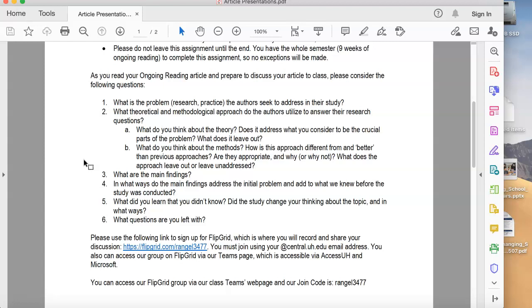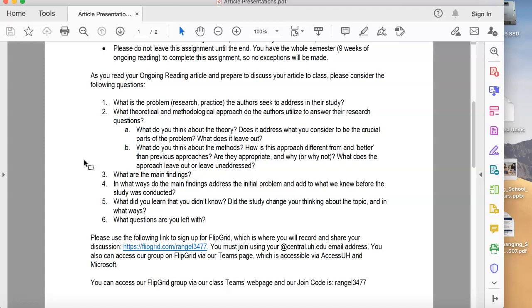What are the main findings? In what ways do the main findings address the initial problem and add to what we knew before the study was conducted? What did you learn that you didn't know? Did the study change your thinking about the topic, and in what ways? What questions are you left with?